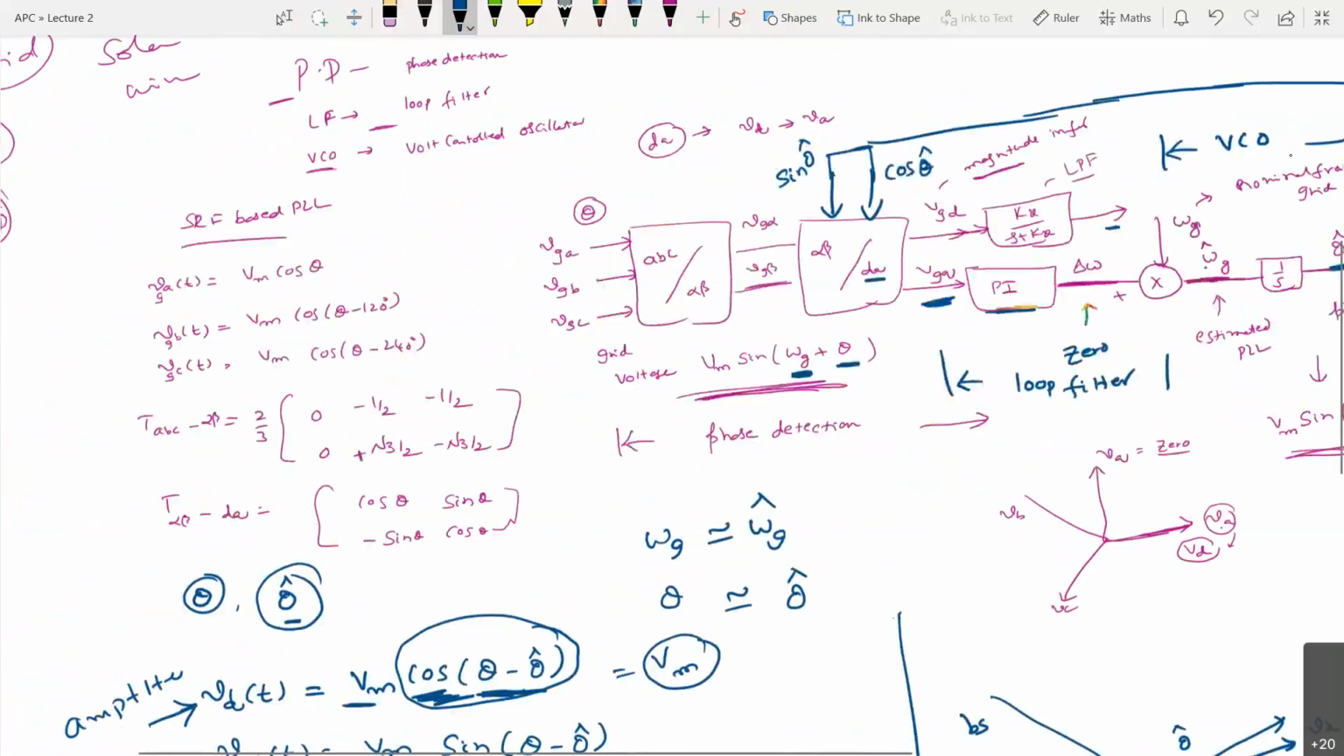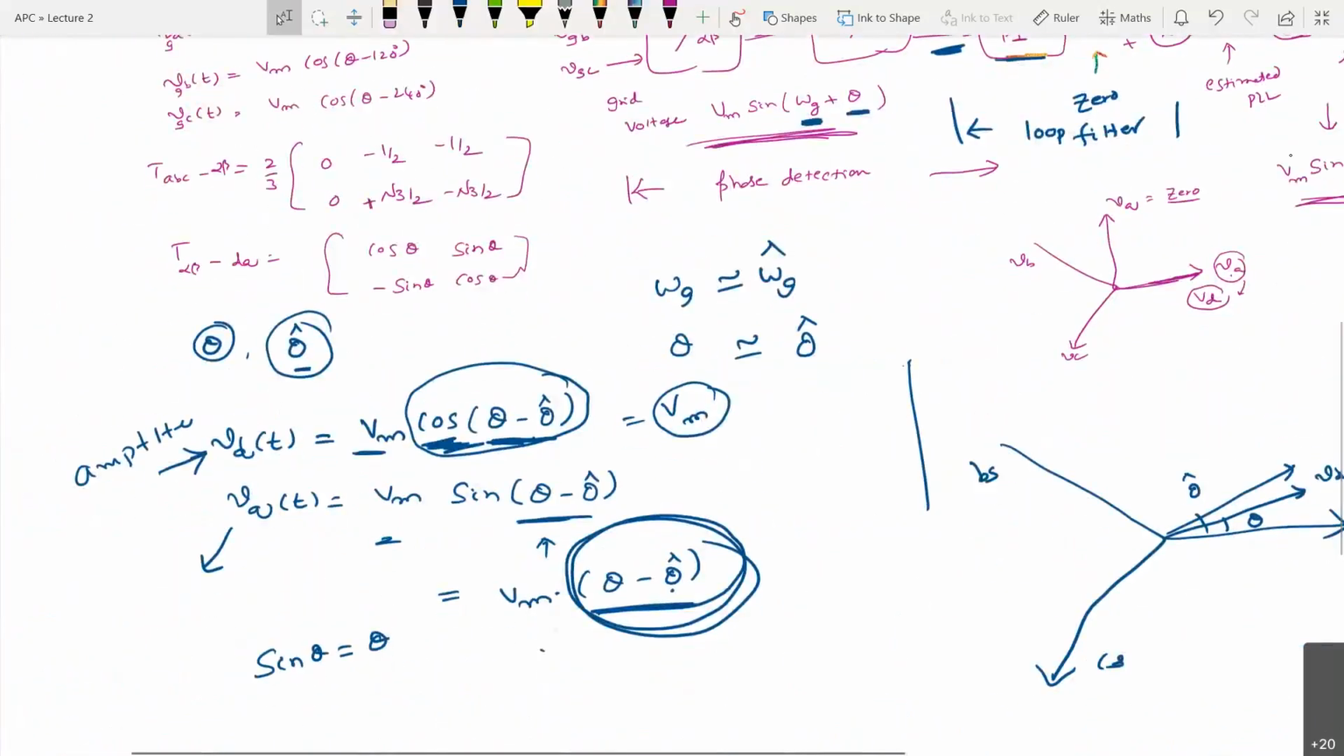So now I think you understood, right? The d-axis contains the magnitude information, and the q-axis contains the phase angle information.